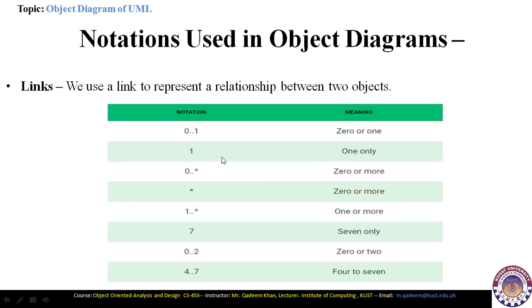Now on every association we provide certain notations, and this notation represents the number of objects declared. So we use links to represent a relationship between objects. So how many objects can we declare?